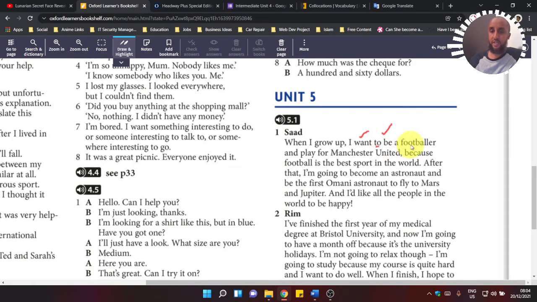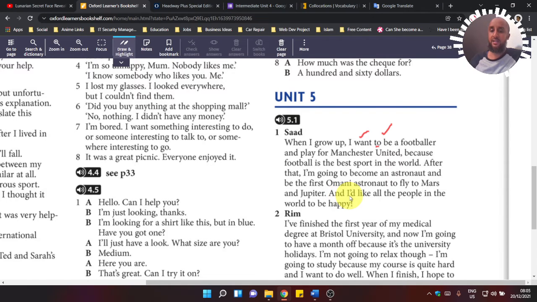"I want to be a footballer and play for Manchester United because football is the best sport in the world. After that, I'm going to become an astronaut and be the first Romanian astronaut to fly to Mars and Jupiter." After that, I'm going to, this is the future here. So this is not a pattern.